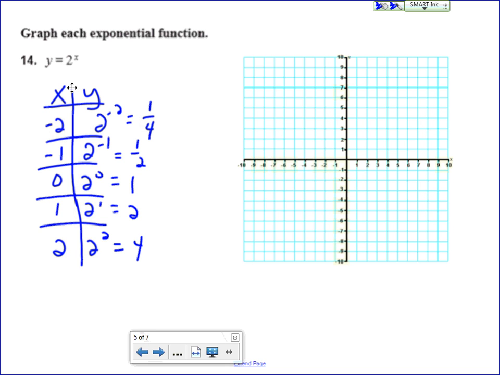So I got a negative 2, 1/4. I've got a negative 1, 1/2. I've got a 0, 1, a 1, 2, a 2, 4. So what I end up with is this curve that looks like so. Okay, so let's try a couple more of those.